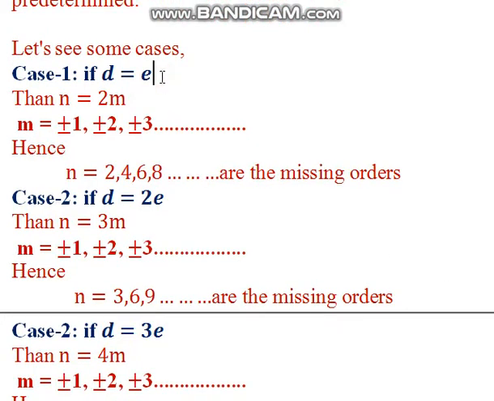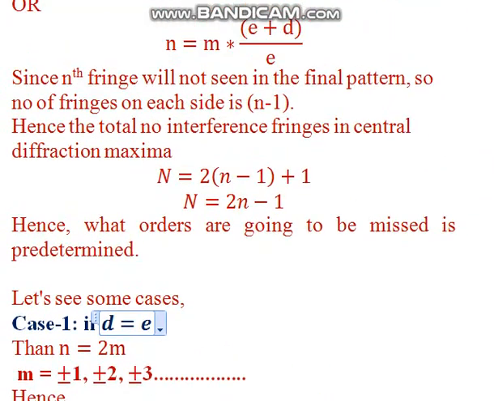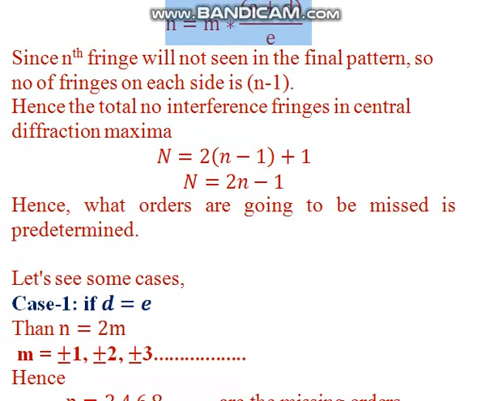Suppose that d is equal to e. What is d? d is the slit separation, the distance between two slits, and e is the slit width. Suppose you design the experiment in such a way that e is equal to d. What will happen? Whenever you put the value in this formula, n is equal to m times (e plus d) over e. So here e plus e is twice e, divided by e, it is 2. So n is equal to plus minus 2m.